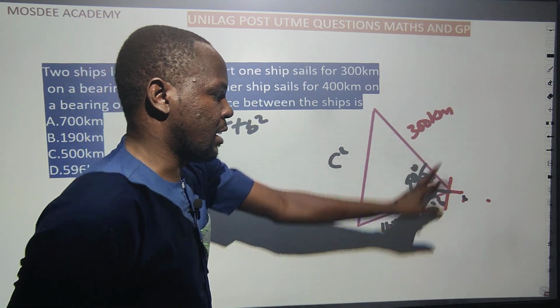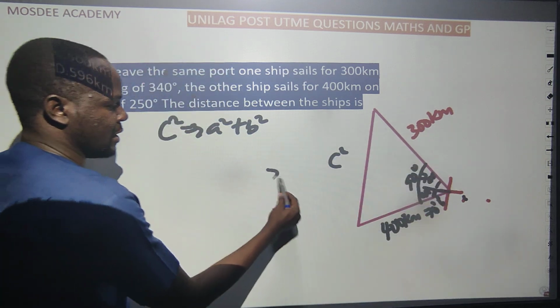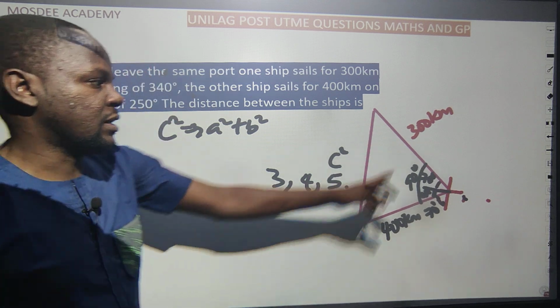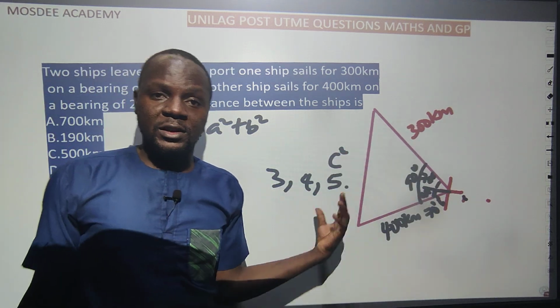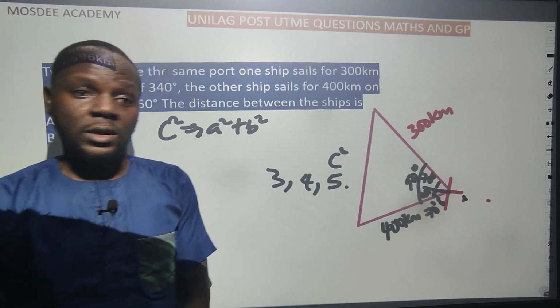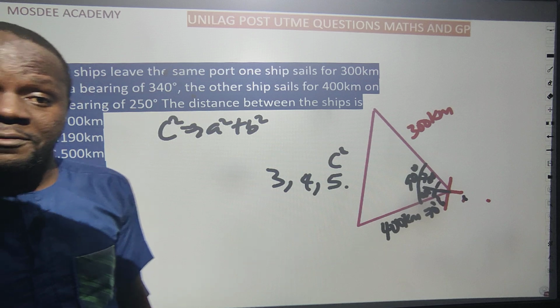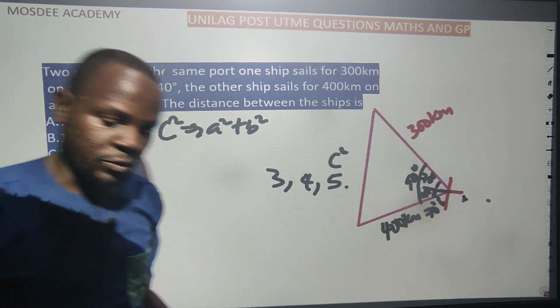So 3, 4, and 5. You know the Pythagoras triplet, 3, 4, and 5. So if this is 3, this is 4, this place will be 5. 3 squared plus 4 squared is equal to 5 squared. So if you go by 300 squared plus 400 squared, at the end of the day, you are going to have the answer to be 500. So those are ways to save your time.